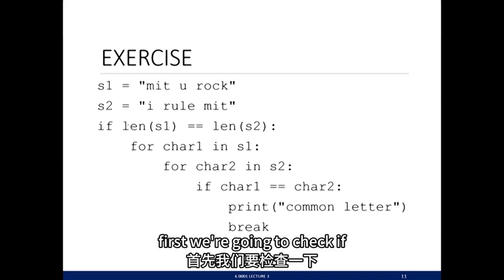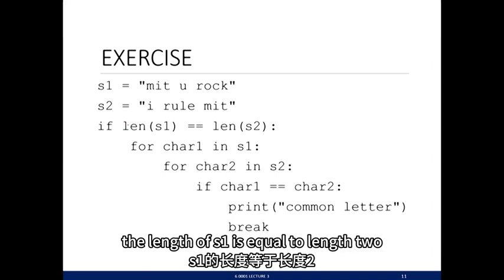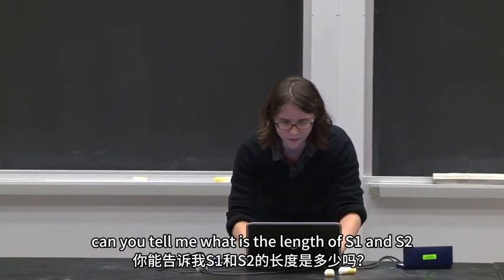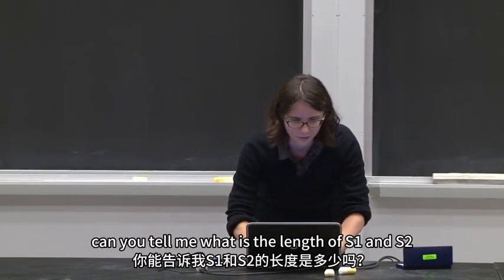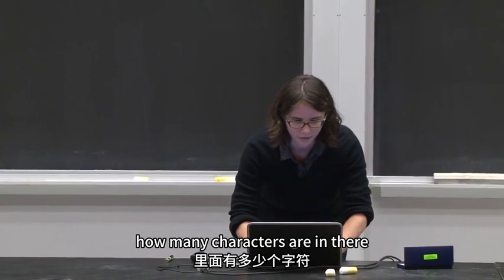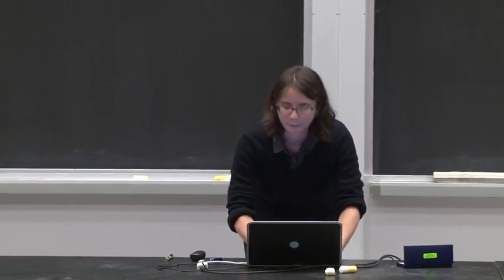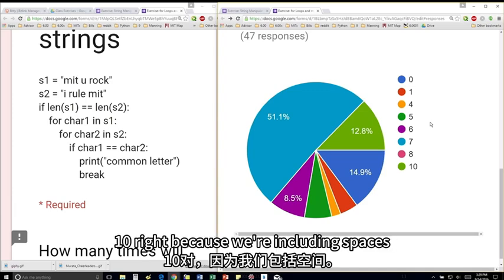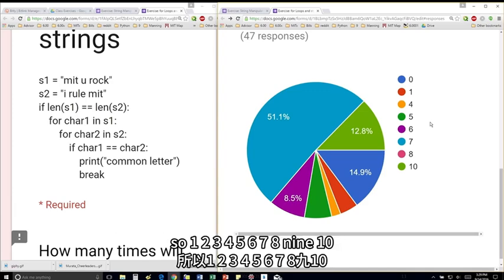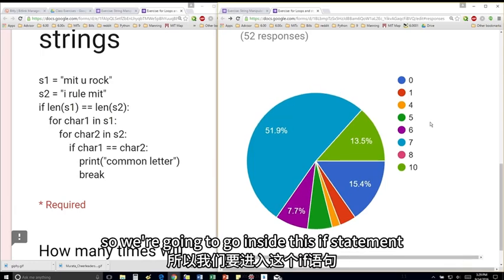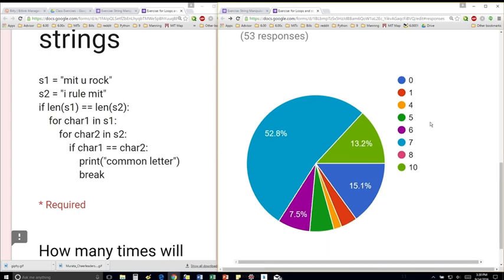We have 2 strings, S1, S2. First, we're going to check if the length of S1 is equal to length of S2. Anyone really quickly, can you tell me what is the length of S1 and S2? How many characters are in there? 10, right? Because we're including spaces. So 1, 2, 3, 4, 5, 6, 7, 8, 9, 10. So they are equal, first of all. So we're going to go inside this if statement.